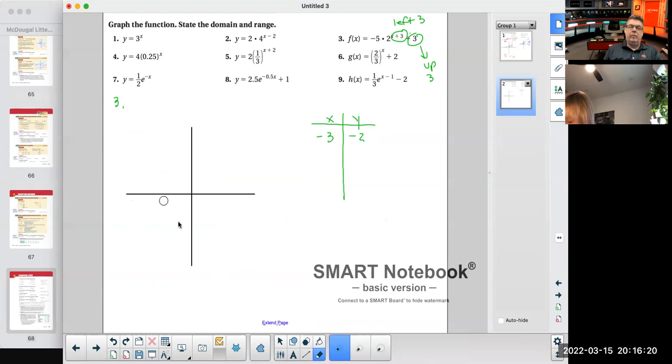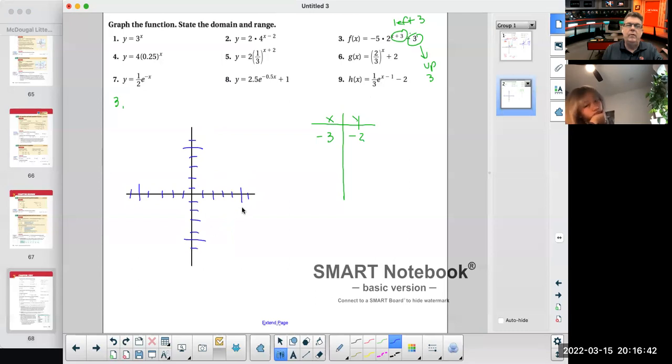Okay. So let's just start putting in some points here. So 1, 2, 3, 4, 5, 6. 1, 2, 3, 4, 5, 6. 1, 2, 3. Just because it's going to get a little dicey. 2, 3, 4, 5, 6. So 5, 5, -5, -5, whatever. Okay, so -3, -2, boom, right?